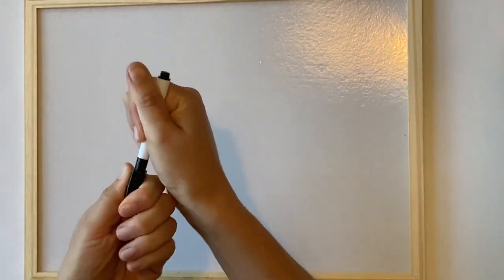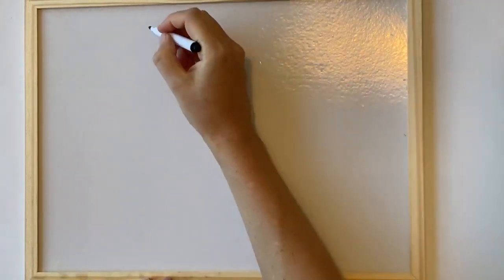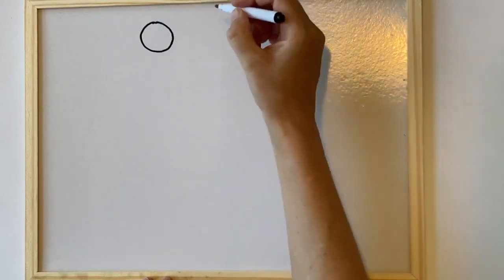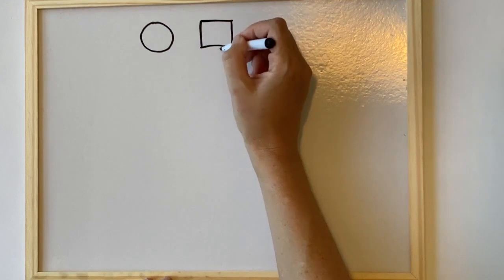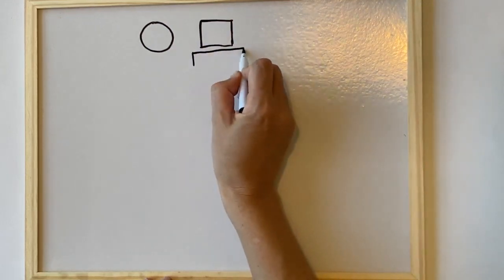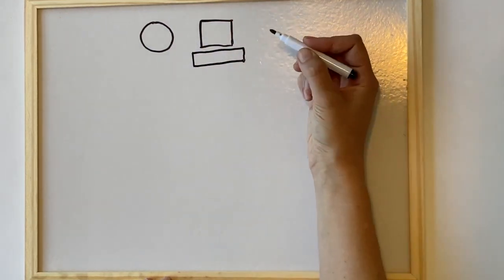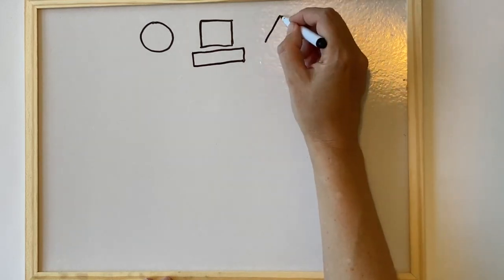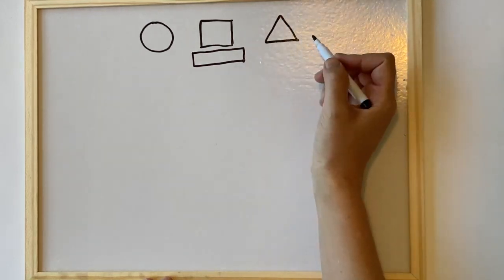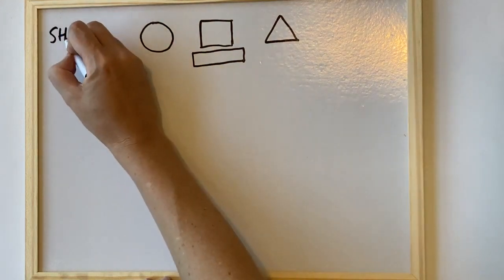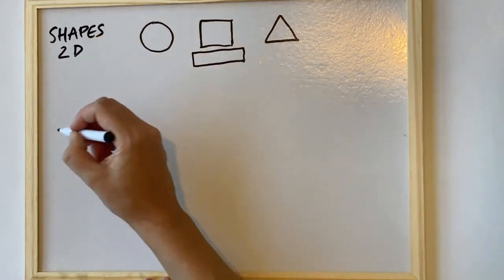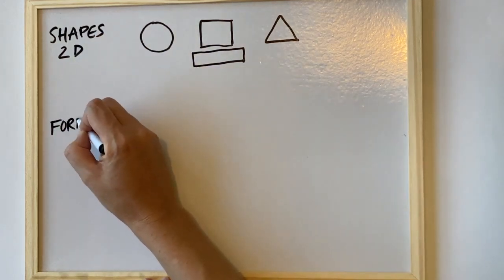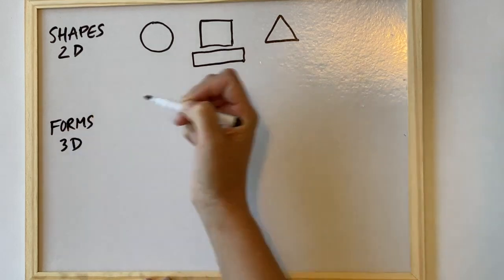Now there are the basic shapes, which are circle, rectangle, which can be a square if all the sides are the same, or it's just a rectangle if the sides are not the same, and a triangle. Now these are the shapes, and they are 2D. Then they become forms, which are 3D.